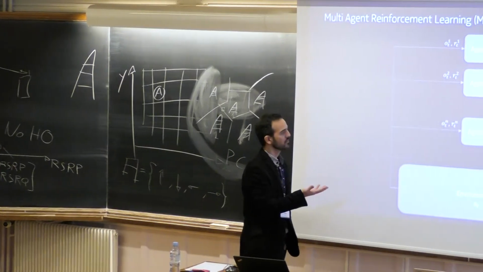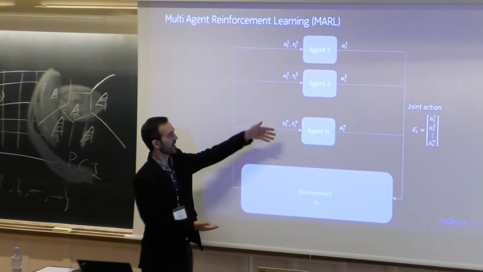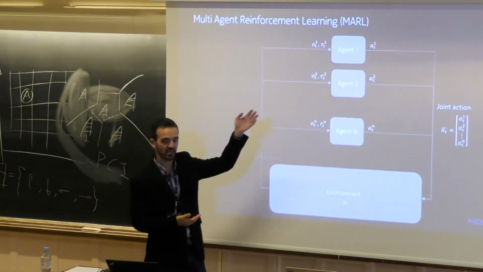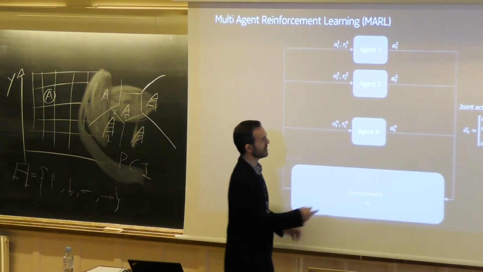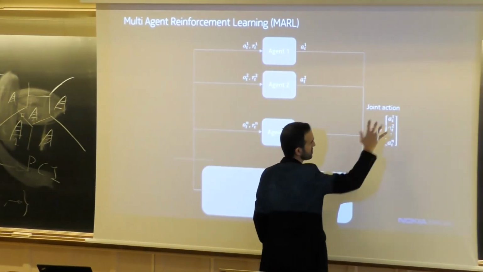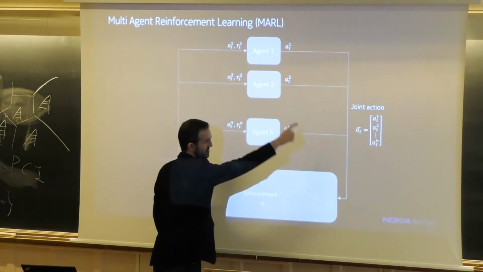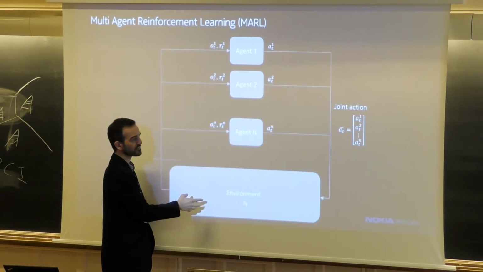So this is what multi-agent reinforcement learning looks like. Now we have still one environment, but we have many more agents. And those agents are also taking actions that have an effect on the environment. All the actions of all of these agents are aggregated into this vector, which is called a joint action. And the environment only evolves after one joint action is exerted over this environment.